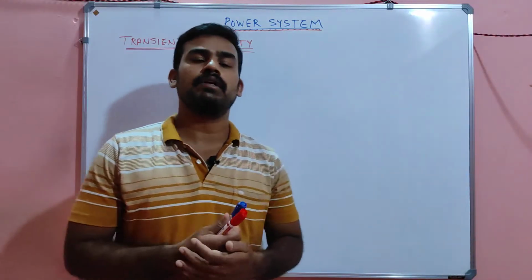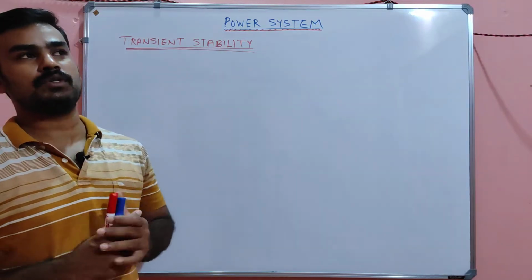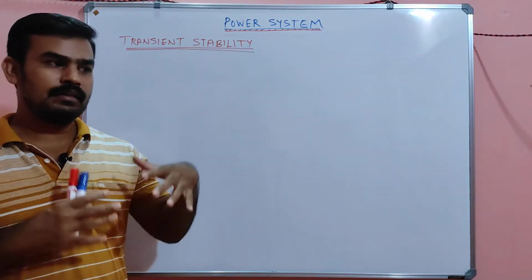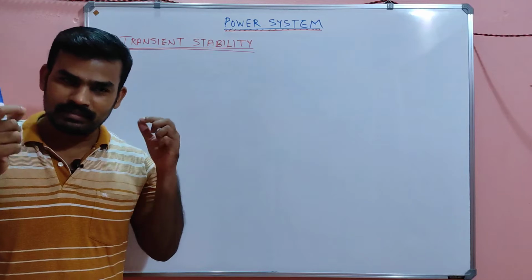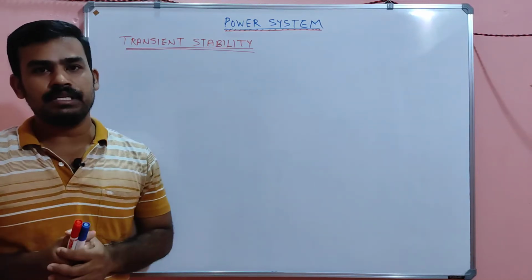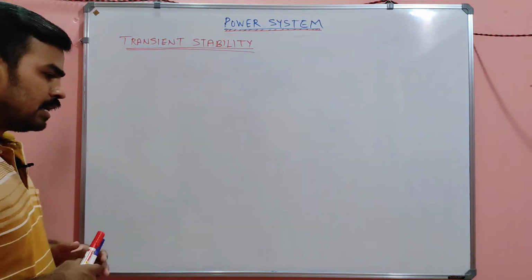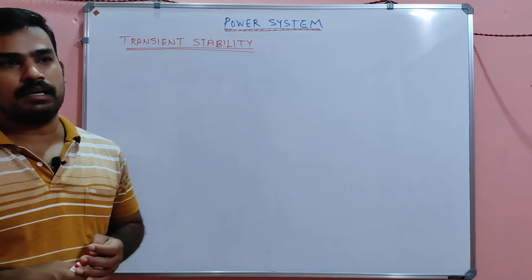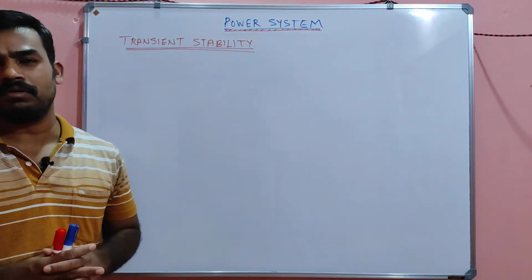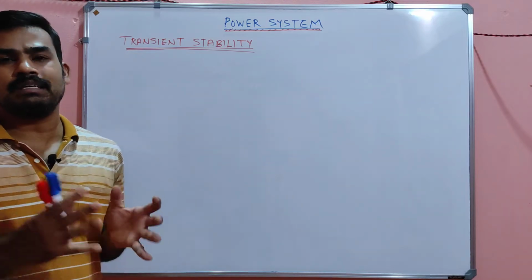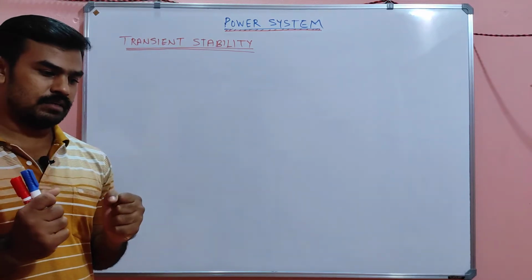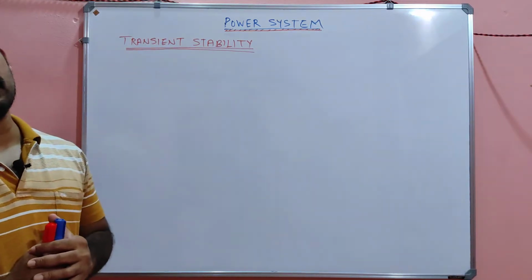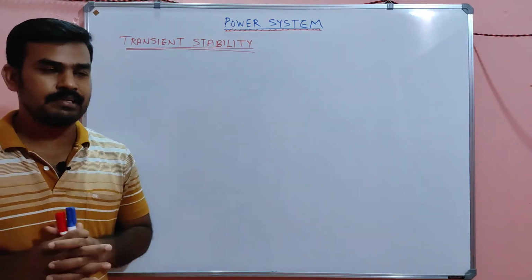In the last classes we discussed steady state stability, in which we gave a small disturbance and analyzed the system, and the system itself adjusts to the disturbance and regains its stability. That is called steady state stability. Using the swing equation we analyze the system and find what happened to the rotor. So basically the swing equation is the governing methodology for steady state stability. But in the case of transient stability we use another method, which we will discuss later.